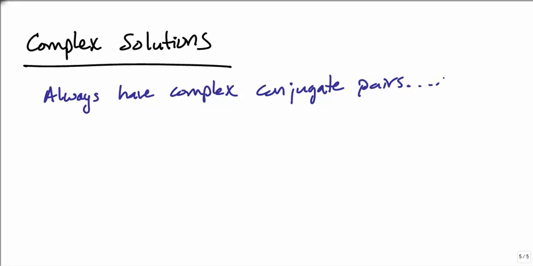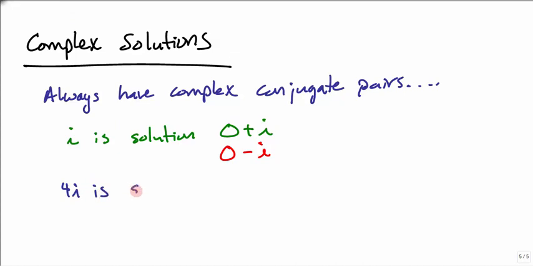So let's go ahead and talk about what that means. That means if we know, let's say that i is a solution, I could write that as 0 plus i. The conjugate pair to that would be 0 minus i. So let's look at another example. Let's say 4i is a solution. So in standard form that would be 0 plus 4i. That tells me that the conjugate pair is 0 minus 4i. So we have to be careful about how we're working with these. 0 plus i, 0 minus i, these are called our conjugate pairs.